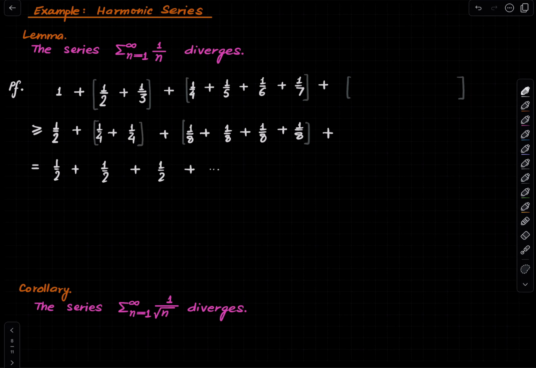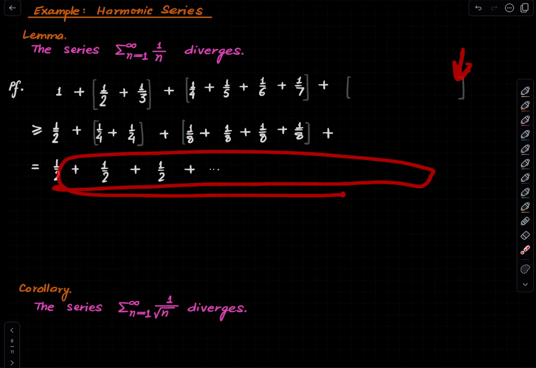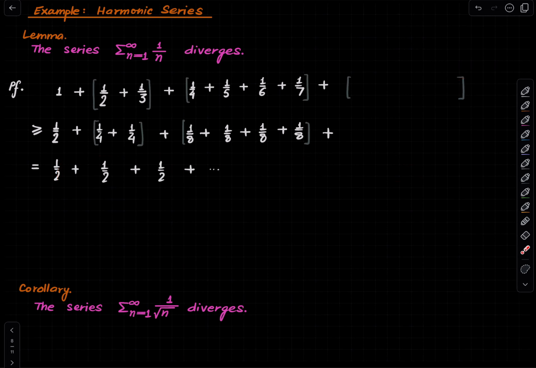If you want to be very formal, what you would say is that if you take a suitable nth partial sum for a suitable n, it will be an accumulation of halves, and the number of halves will be increasing as you truncate further. Therefore, the nth partial sums grow without bound, and therefore this diverges. Very interesting.